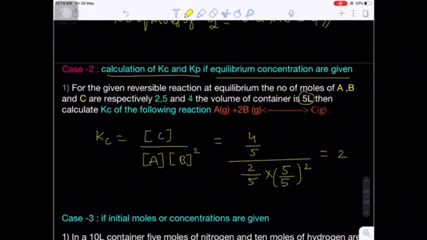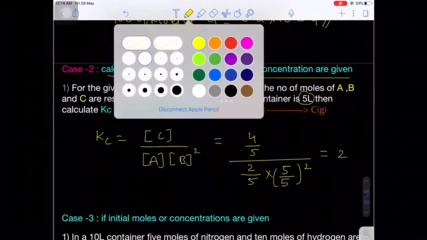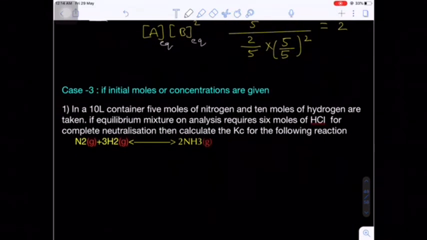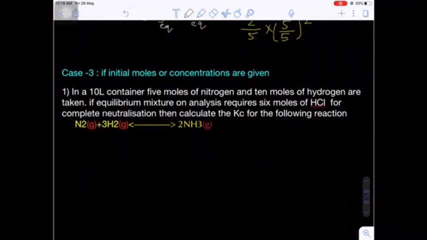This is very simple, using only the concentration of the species at equilibrium. Remember, all the concentrations of the species should be given at equilibrium. Then we can directly use the Kc expression. Now one more case: if only initial moles or concentrations are given.